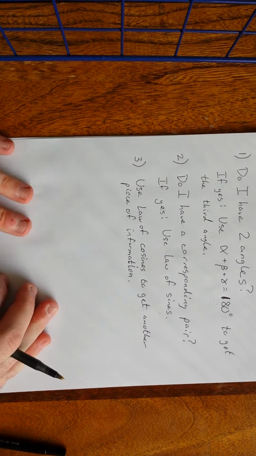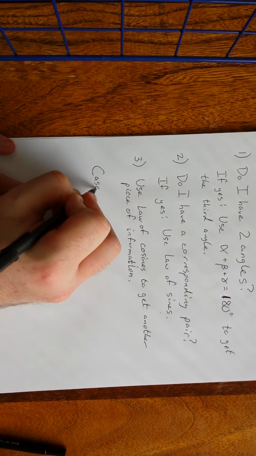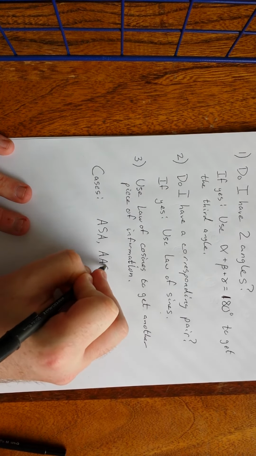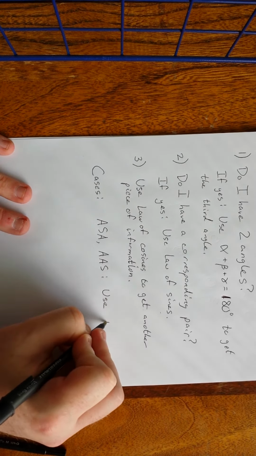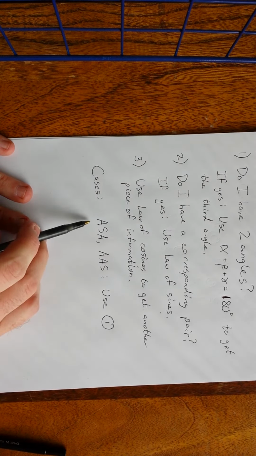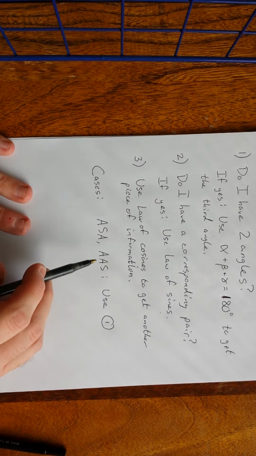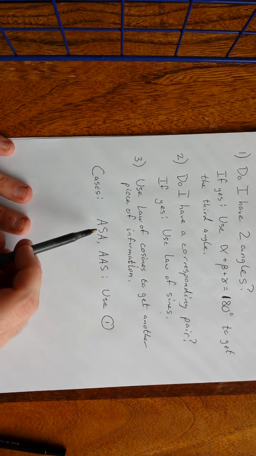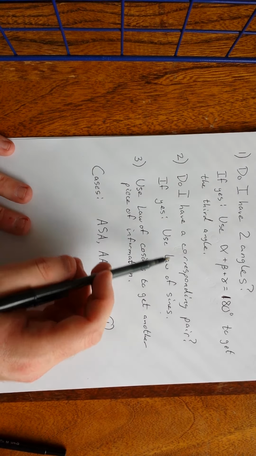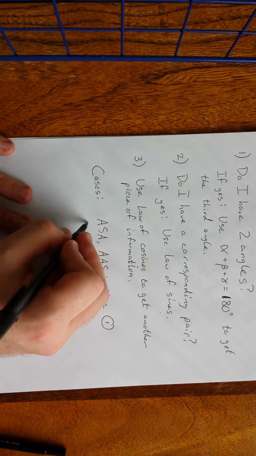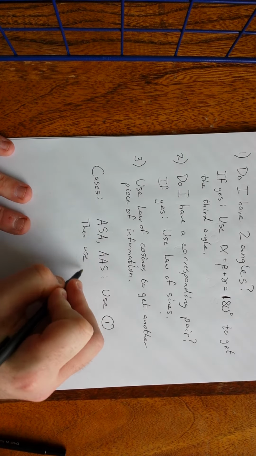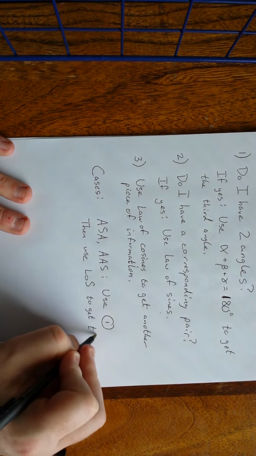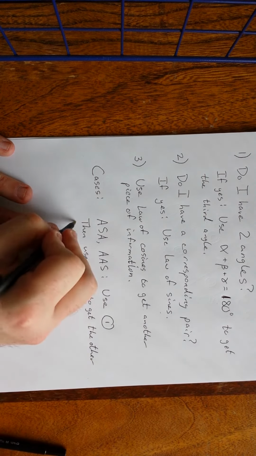So, let's talk about our special cases again one more time. In the cases of angle-side-angle, or angle-angle-side, you can use solution number 1. In order to have angle-side-angle, you have to have 2 angles. In order to have angle-angle-side, you have to have 2 angles. So you can use that to get the third angle. Regardless, at that point, you are going to have a corresponding angle-side pair, and you can use the law of sines. So we'll say then, use law of sines to get the other 2 sides.